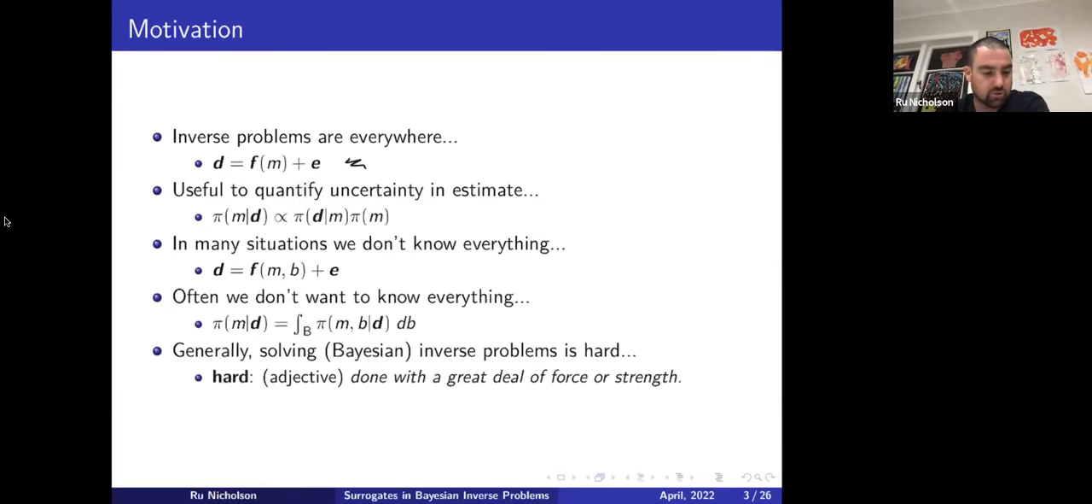But also in many situations, there's a whole lot of other things going on that we don't know about. So we have some other parameters that are unknown, and if we accept the Bayesian paradigm, then if something is unknown, then it should be modeled as a random variable. So we have other random variables or other parameters in the models, which we're often not interested in.